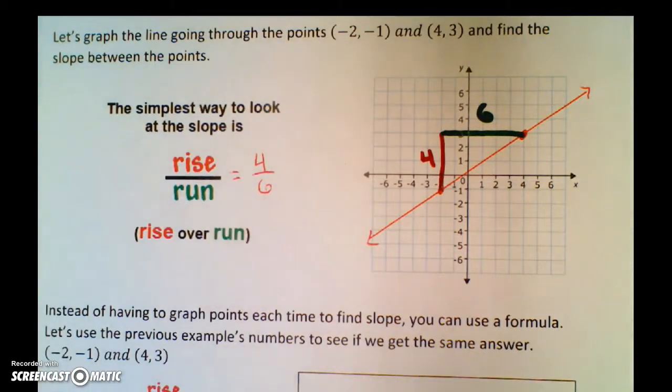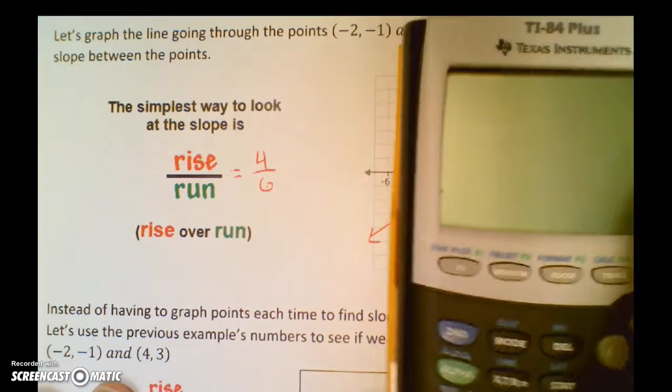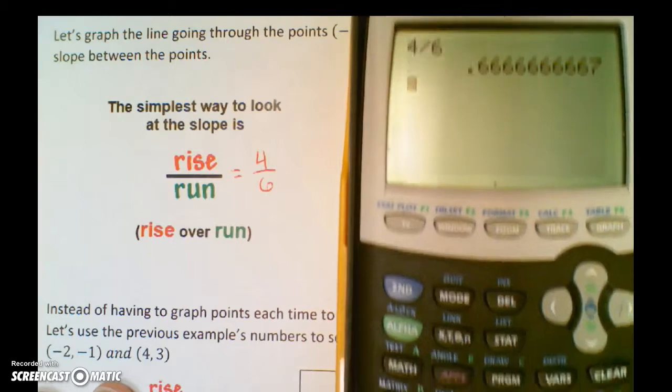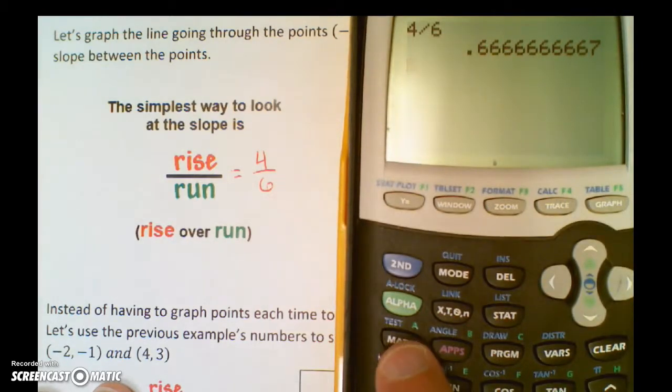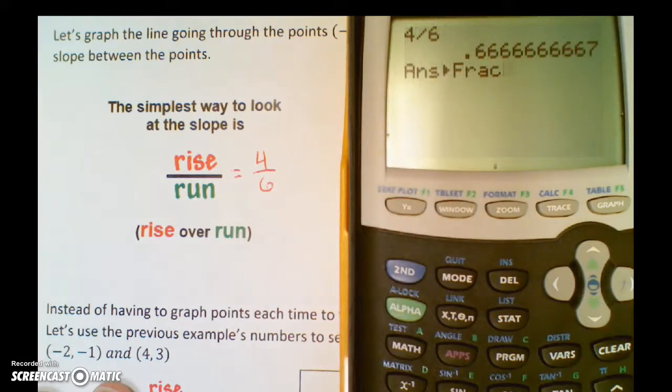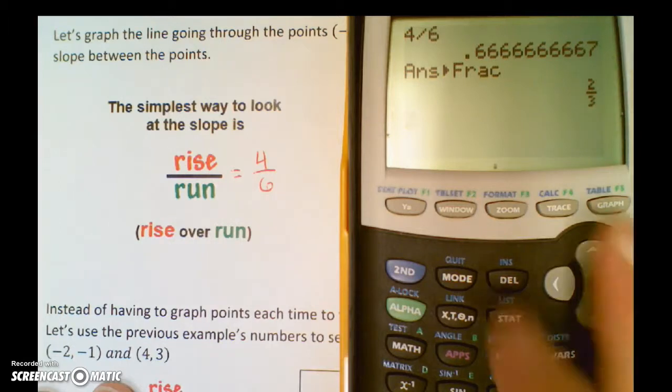Remember, on your calculators, you can simplify the fractions. So let me pull out my calculator here. To simplify a fraction, you type it in, 4 divided by 6, and hit enter, and you get this decimal. To turn it back into a fraction, hit the math key, and then choose that first option there, and hit enter. So 4/6 reduces into 2/3.